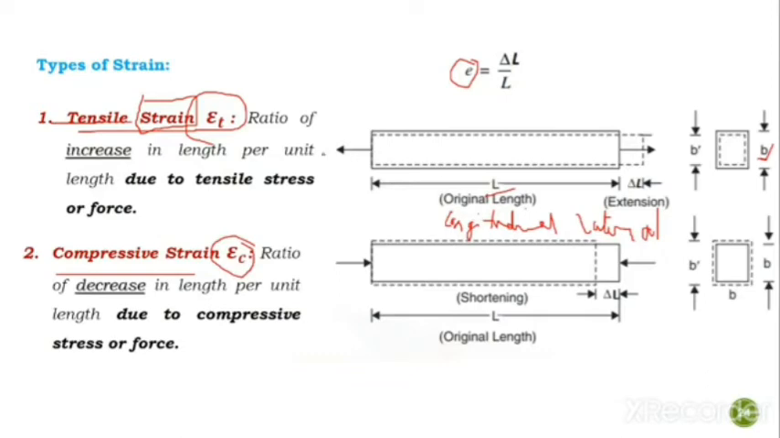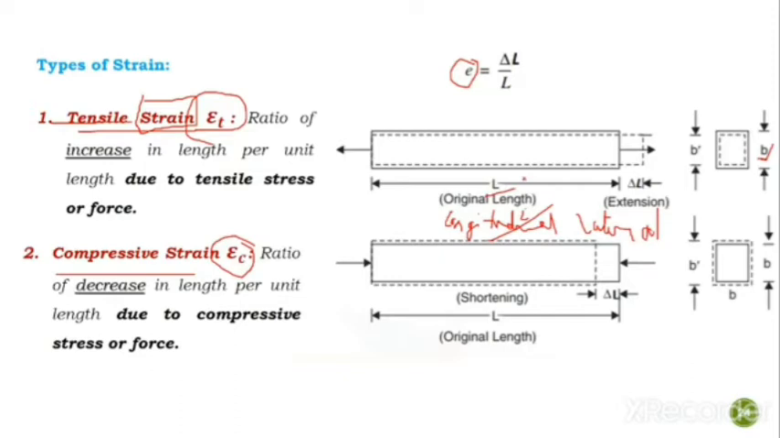Okay, so now as the tensile force is being applied, the longitudinal dimension L is going to increase. But what happens to the lateral dimension B? Actually, the lateral dimension is going to decrease. Remember that. When the longitudinal dimension is increasing because of tensile force, the lateral dimension is going to decrease. This is what happens in an elastic material like rubber.